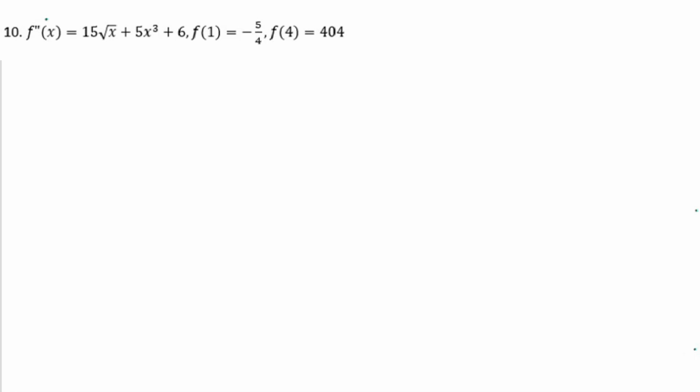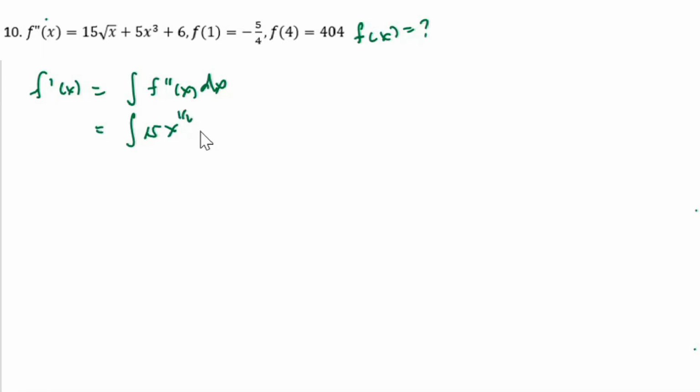Okay, for number 10, the given is f double prime of x equals 15 square root of x plus 5x cubed plus 6. Then we have f of 1 equals negative 5 over 4 and f of 4 equals 404. So we are solving here for f of x. So first we're going to solve for f prime of x, that is equal to the integral of f double prime of x dx. So by substitution, we have the integral of 15x raised to 1 half plus 5x cubed plus 6 dx.